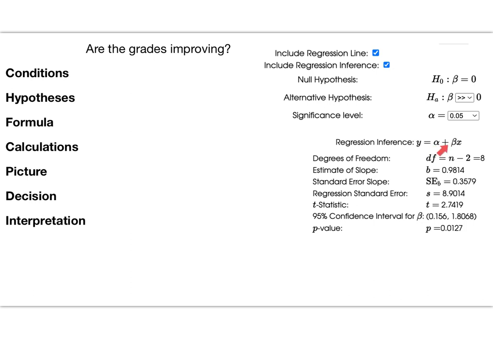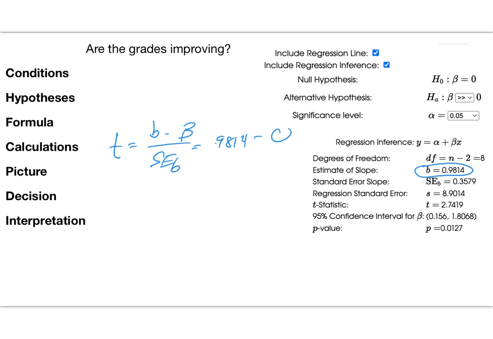Y equals alpha plus beta x. That's the true one. Degrees of freedom was 8. The slope estimate was this. Standard error of the slope was that. So if I do t equals b minus beta over standard error of beta, we get 0.9814 minus 0. That was my b. 0, because we started and said that beta will be 0.